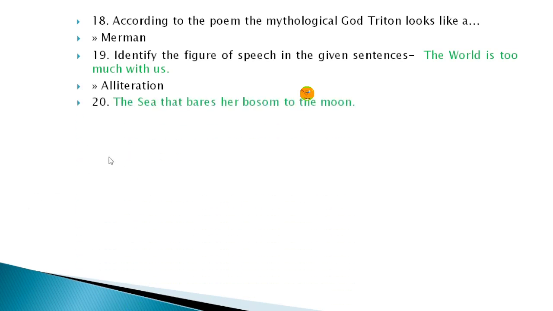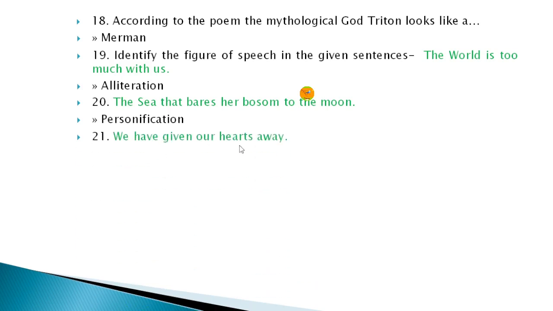Next, the sea that bares her bosom to the moon. Here also the instruction is to identify the figure of speech. The main phrase to look at is bosom to the moon. Hence metaphor. Sorry, the sea that bares her bosom is personification. The sea is doing something, just like the attribution of human qualities has been applied upon the sea. So the sea has been personified here. So this is an example of personification.